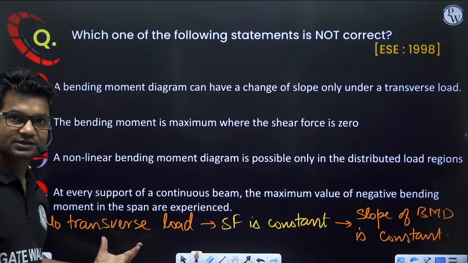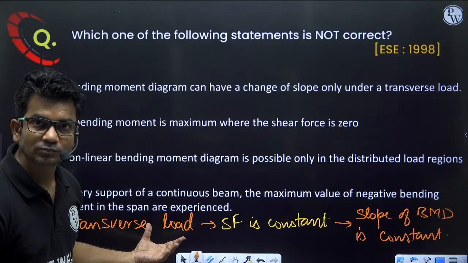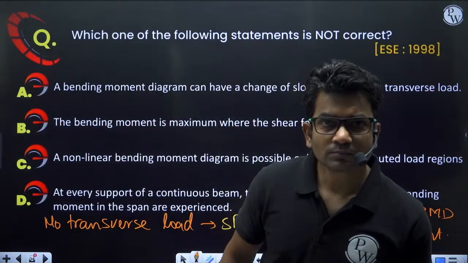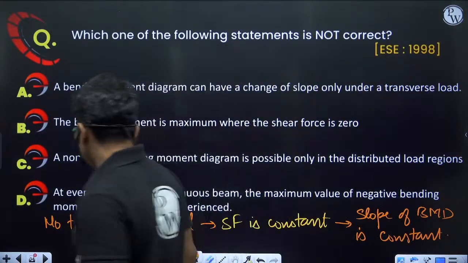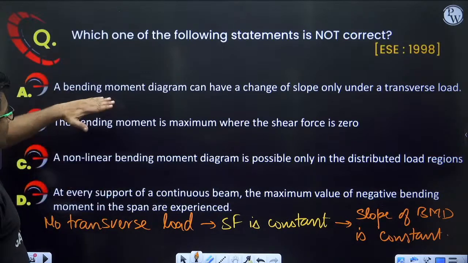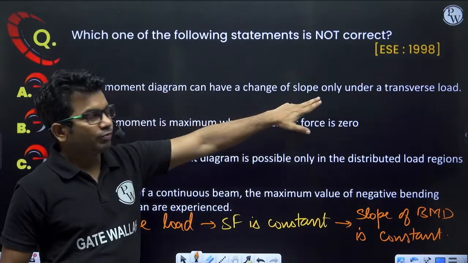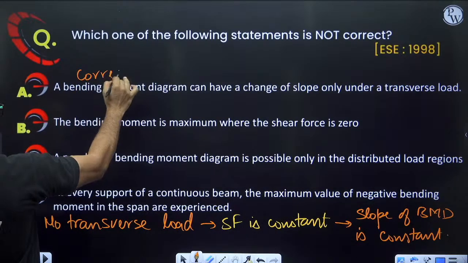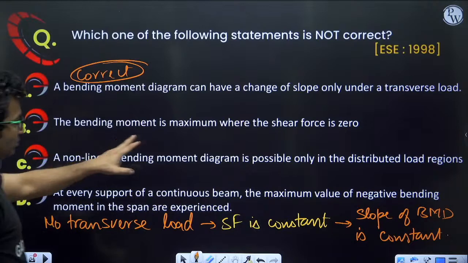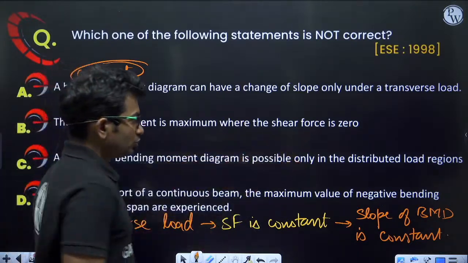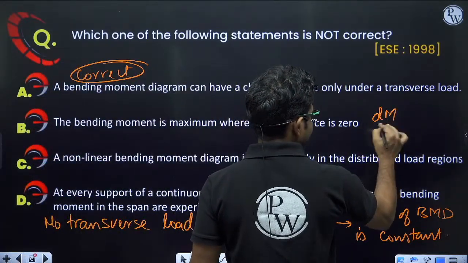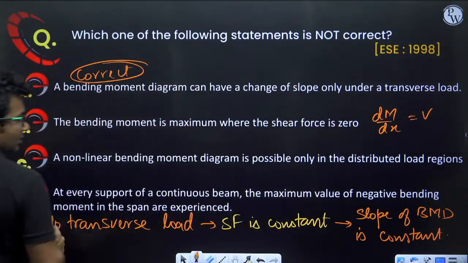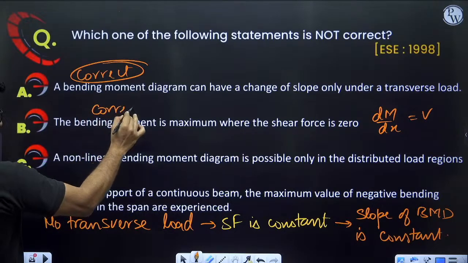That means a bending moment diagram can have a change of slope only under a transverse load. So this is correct. Okay. Next, the bending moment is maximum where shear force is 0. So we know that dM/dx is equal to V. So if shear force is 0, the bending moment will be maximum. So this is also correct.